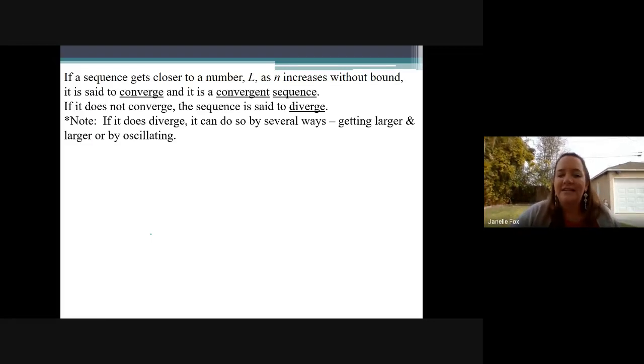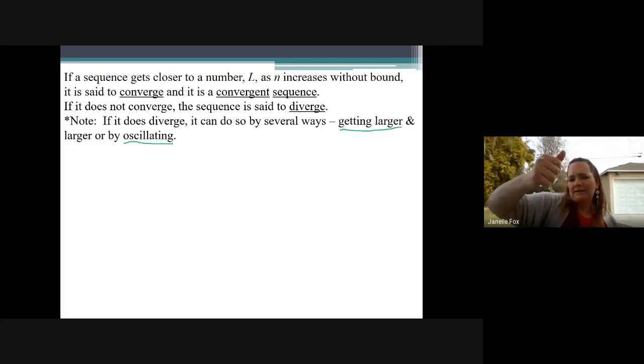Okay, so if it does diverge, it can do so in a couple of different ways. One of them is that it keeps getting bigger and bigger and bigger. So maybe the numbers just keep getting larger and the numbers aren't actually getting smaller. So that's one way to diverge. Another one is by oscillating. What do you mean by oscillating? Maybe you plug numbers in and it goes from a positive number to a negative number, then to a positive number, and those numbers are not targeting in on anything. They're just bouncing back and forth. That's another way that you can say that a sequence is divergent.